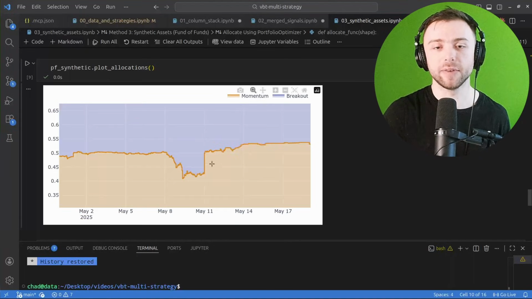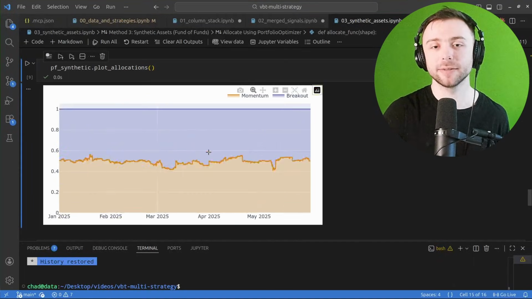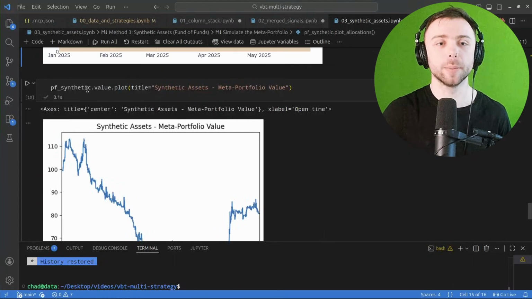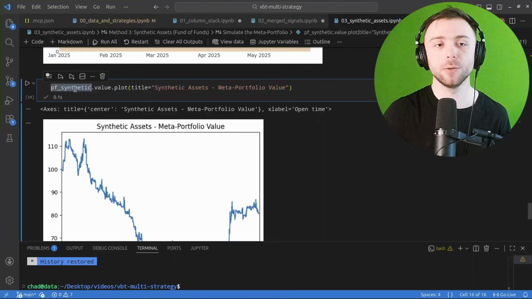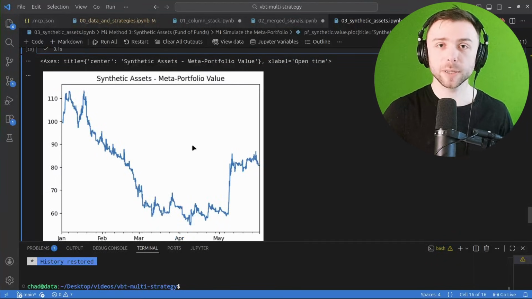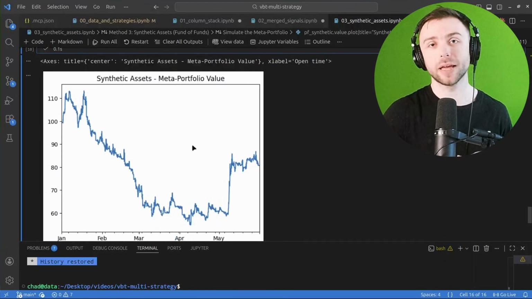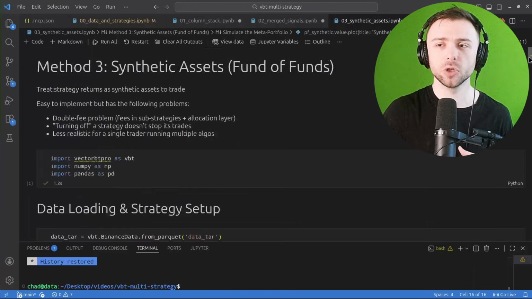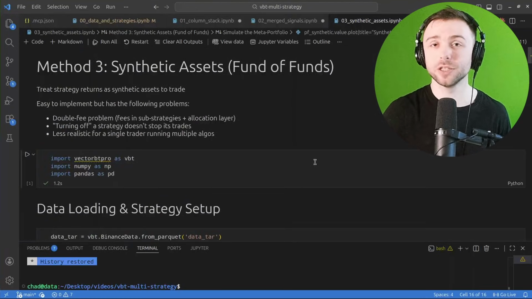Every now and then, every 10 days, we get a rebalancing, and then if we want to, we can plug the value out of that synthetic portfolio and plot that as the portfolio value here. Now, this approach is very simple and easy to implement, which is why I like it. It does have some downsides in terms of realism.